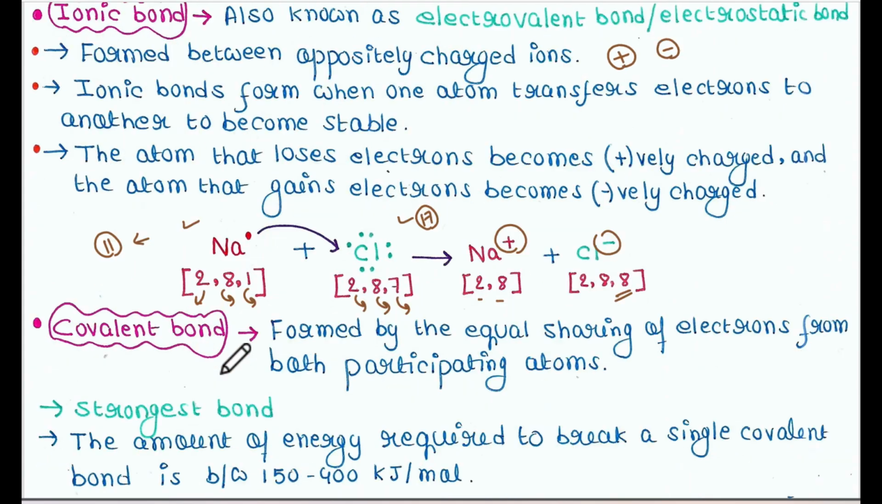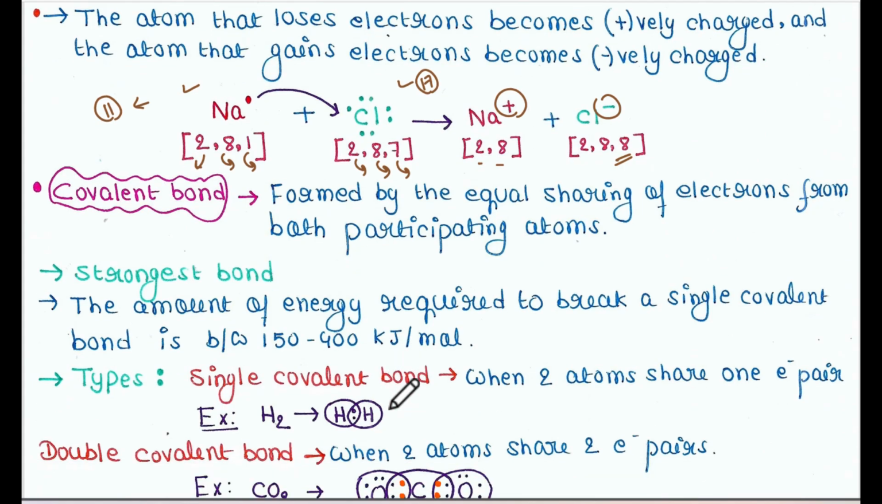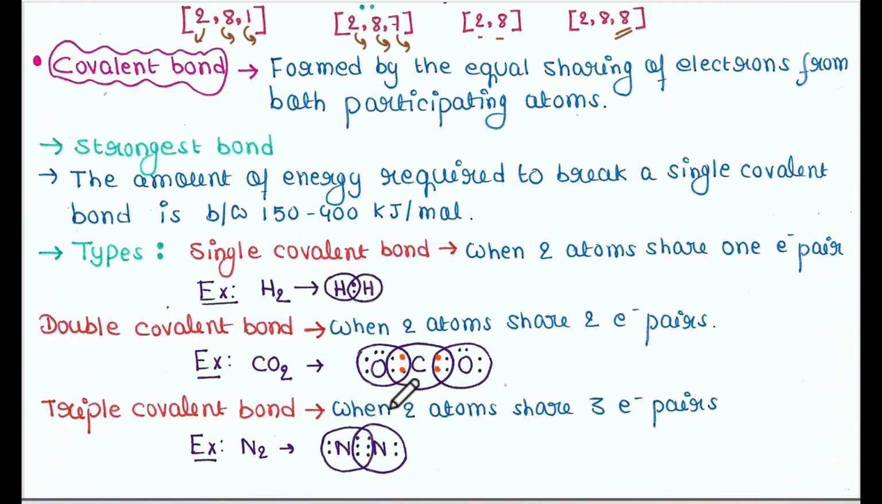Next is covalent bond. Covalent bond is formed by the equal sharing of electrons from both participating atoms, and this is the strongest bond in chemistry. The amount of energy required to break a single covalent bond is between 150 to 400 kilojoule per mole. There are 3 types of covalent bonds: single covalent bond, double covalent bond and triple covalent bond.